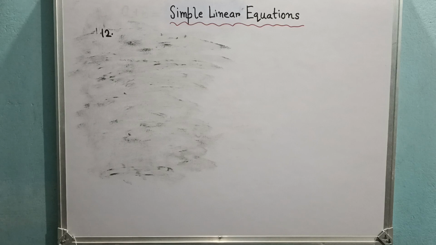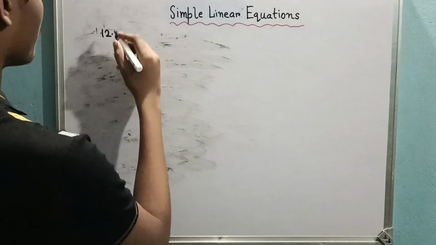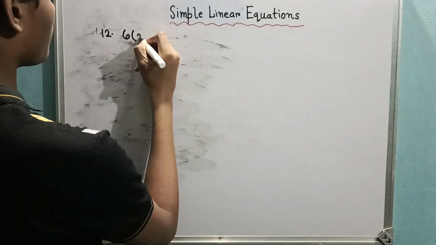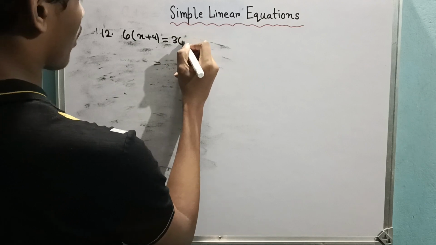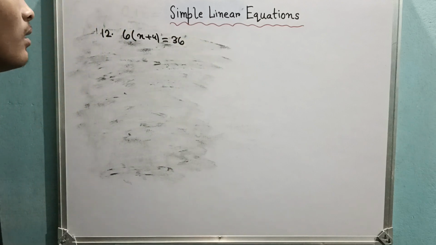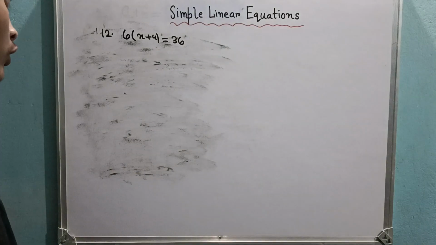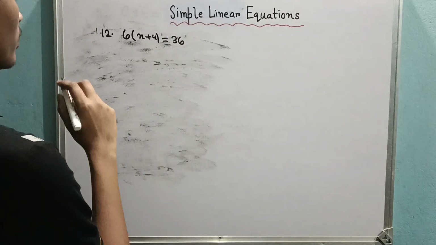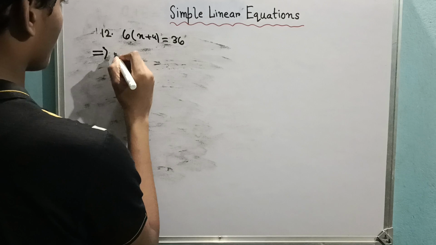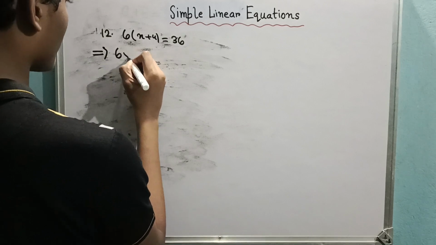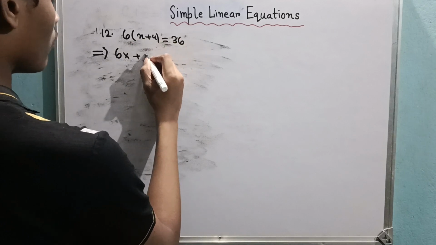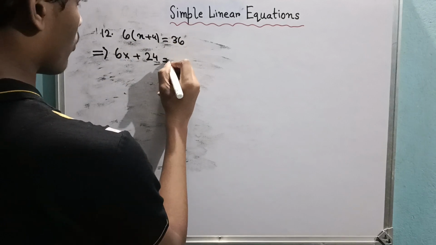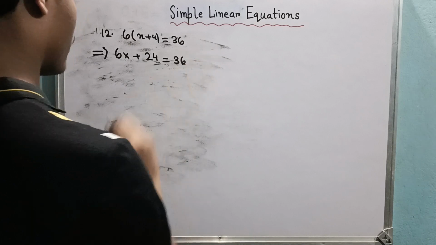Okay guys, so here we have a good question. 6 into x plus 4 is equal to 36. So guys, in this question also there are two ways to solve it. I will show both the ways. So first one is that you can do a 6x, I am multiplying 6 into x plus 6 into 4, which is equal to 24, is equal to 36.